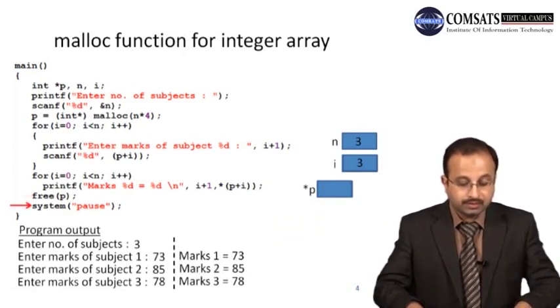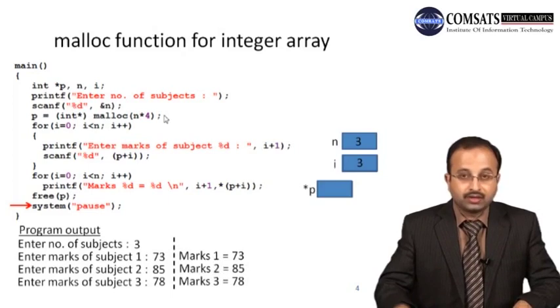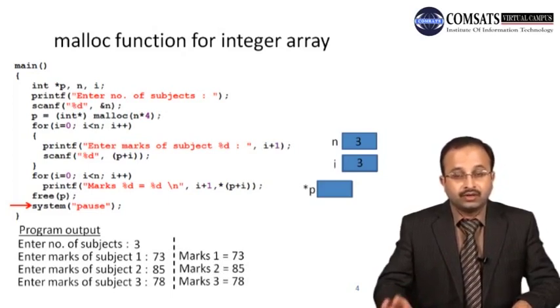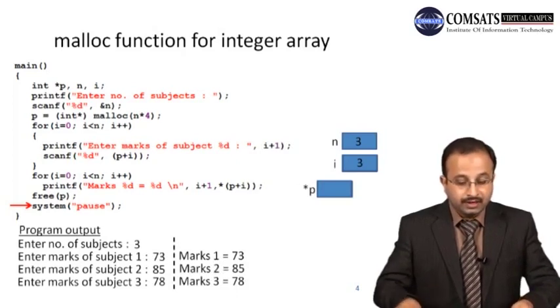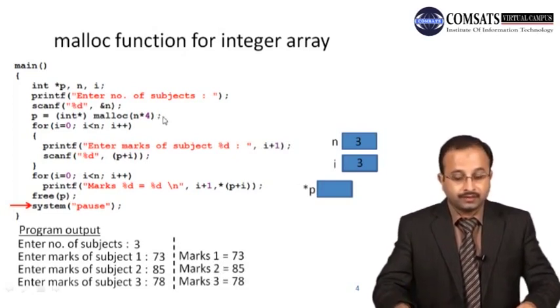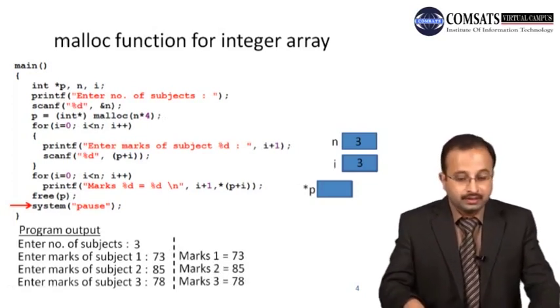Now system pause message display कर देगा, press any key to continue. So that is the output of the program. Now this is a kind of dynamic memory allocation, and you can say dynamic arrays, that you create an array at runtime during the execution of the program, right? And before the execution, that is at compile time, you don't know how much memory will be allocated, right? I hope now malloc function is more clear to you.